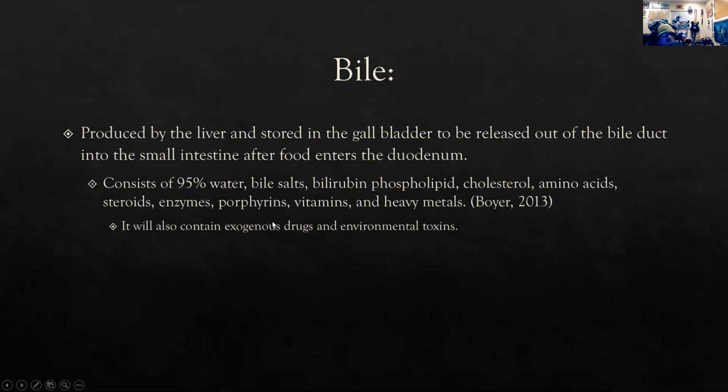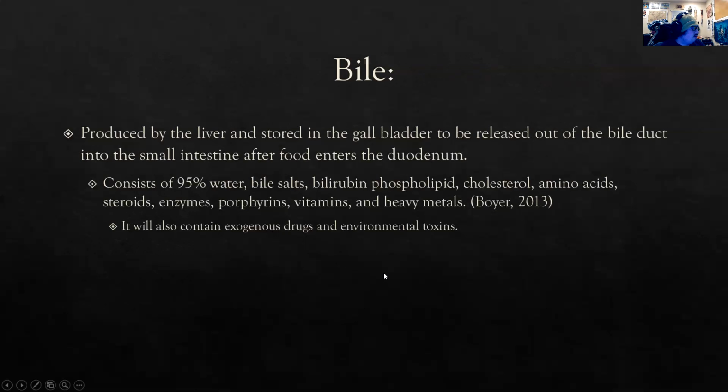It consists of 95% water, bile salts, bilirubin, phospholipid, cholesterol, amino acids, steroids, enzymes, vitamins, and heavy metals. So bile is this chemical mixture that is so critical in digestion, especially of fatty foods. Without it, we wouldn't be able to gain any of those nutrients from a lot of different food types, especially in the American diet that's pretty high in fatty foods. Bile is working overtime. So I just thought it was important to have its own slide.